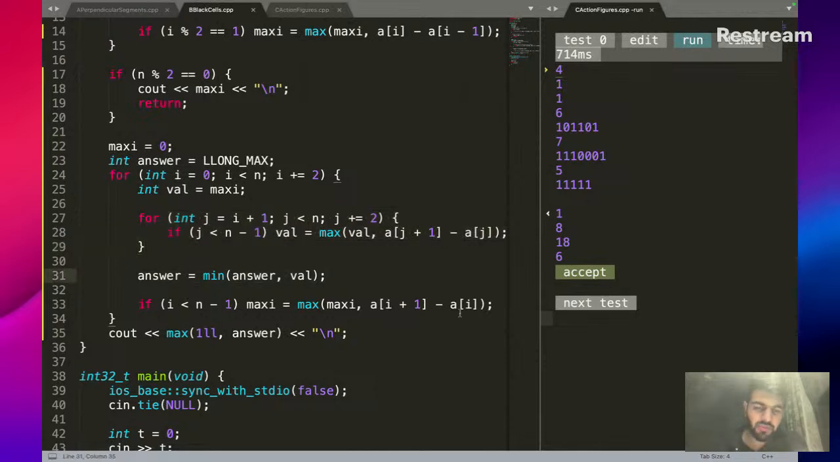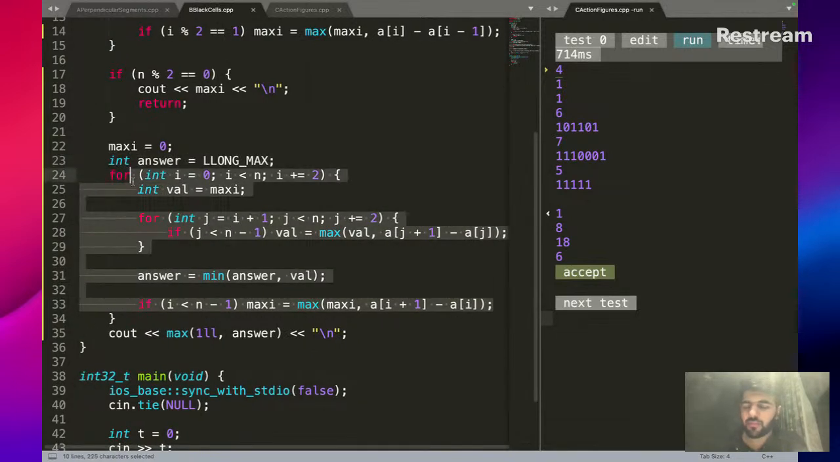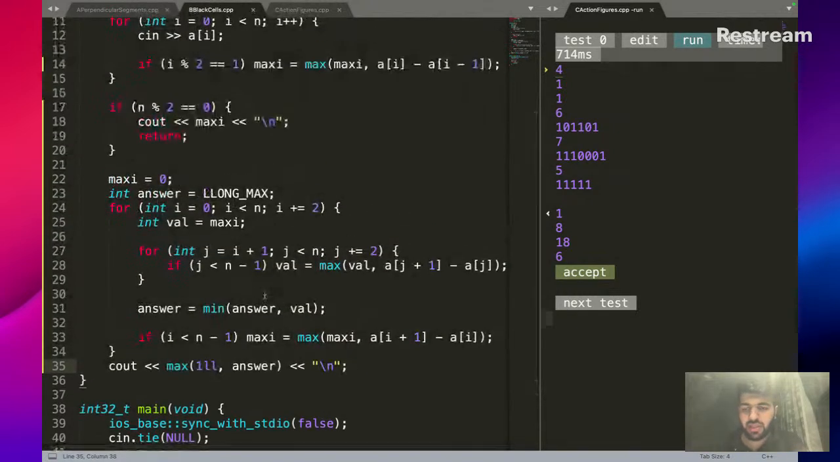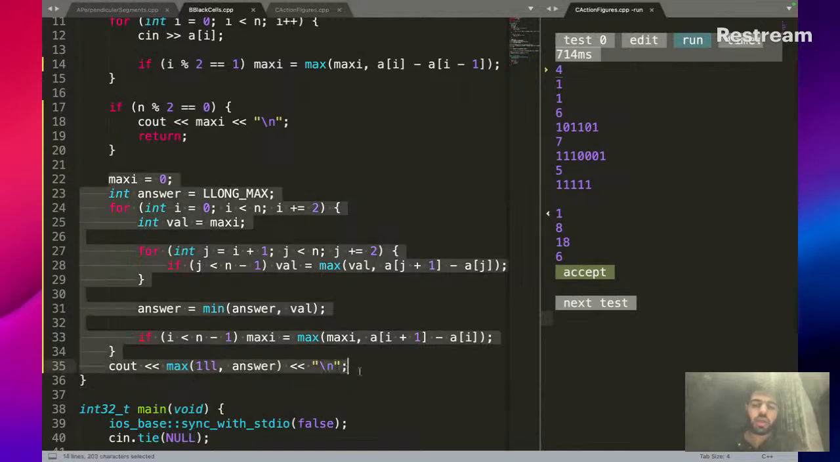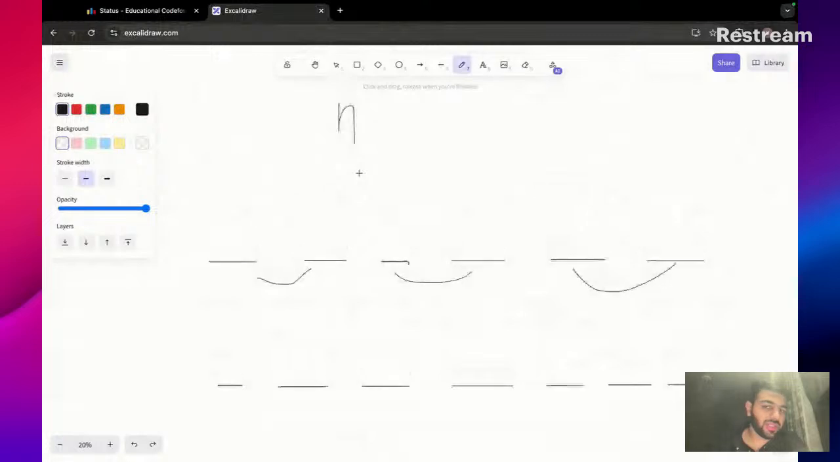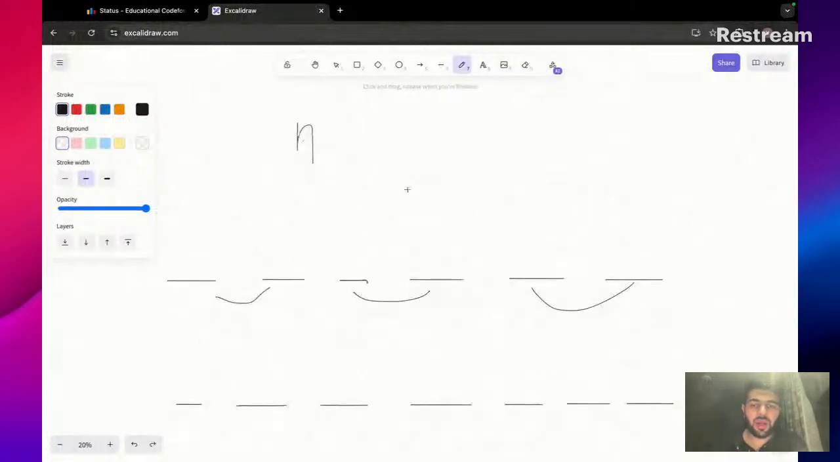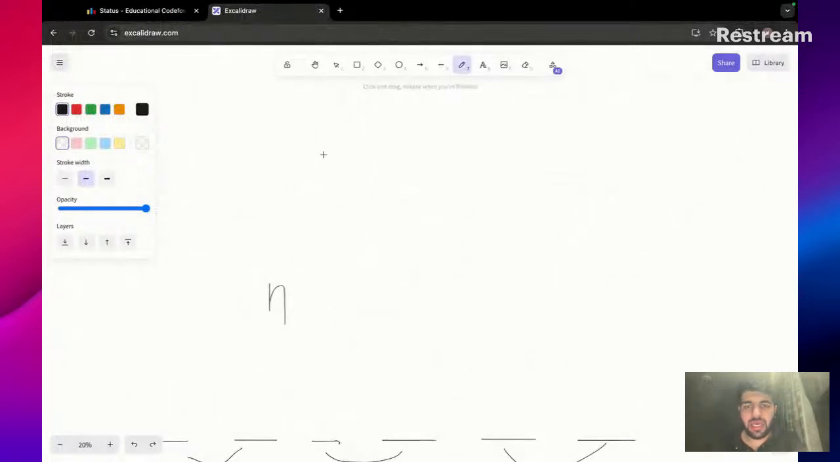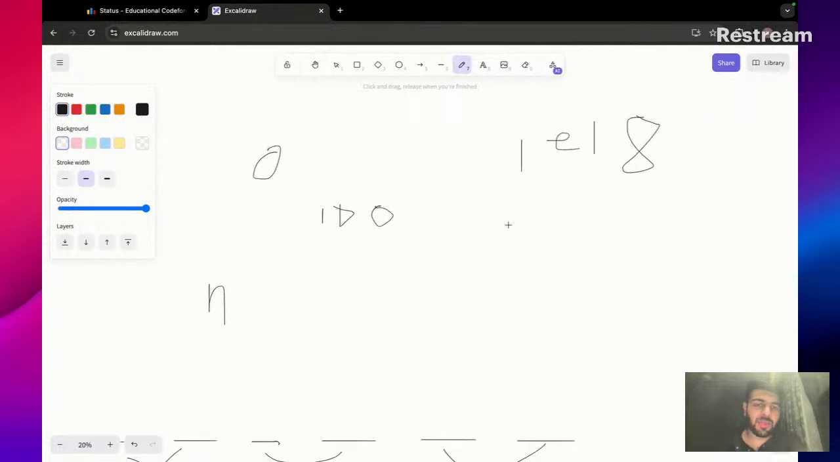But why do it? Because you have the leeway of doing it in n square, and your answer has to be at least 1. So that is why, because you have to color 2 of these blocks, you have to initialize your answer to the maximum value that you can store. Why? Because what if the ranges are 0 through 1e18? 1e18 is 10 raised to 18.